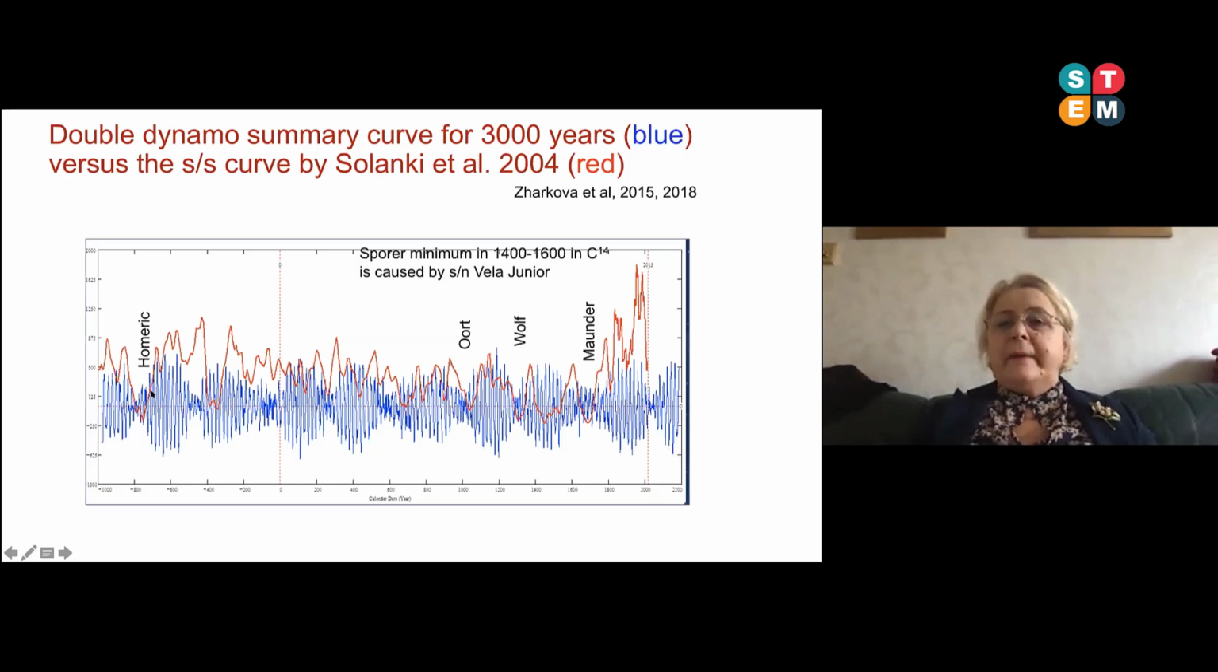So obviously it works. There is some discrepancy in that we didn't have the so-called Spörer minimum, but we believe it was caused by the explosion of the supernova Vela Junior, which increased dramatically the background of the Earth's radiation.